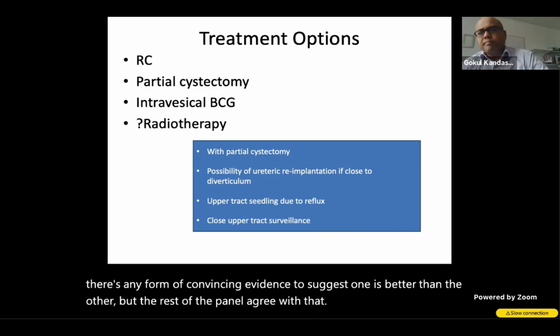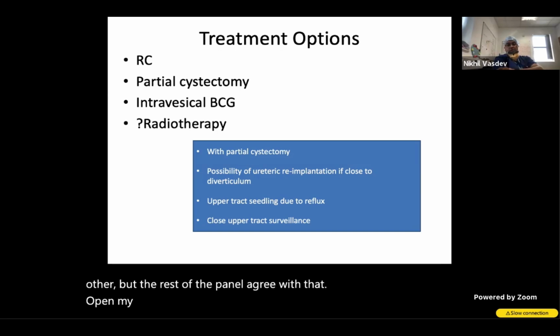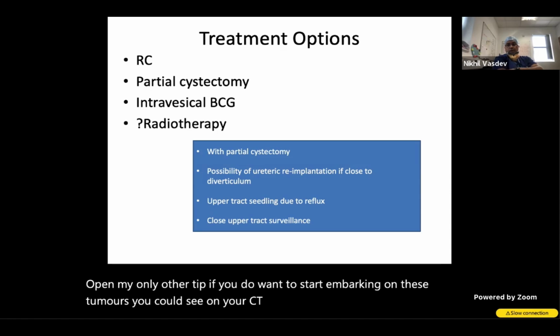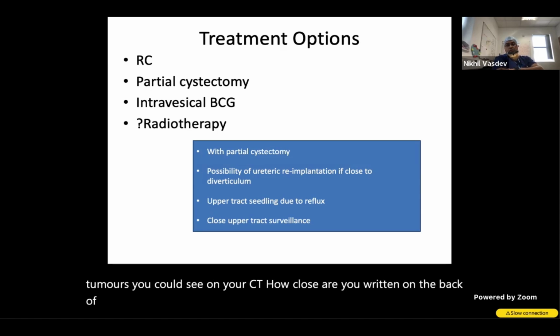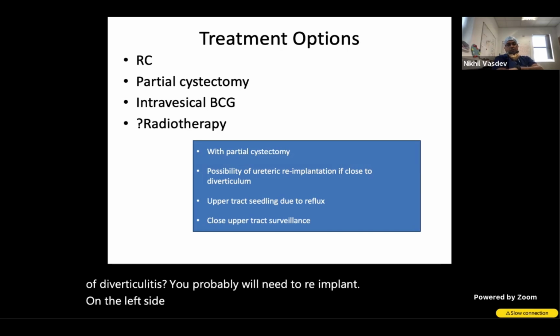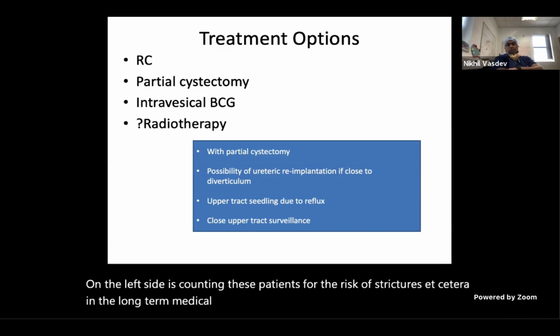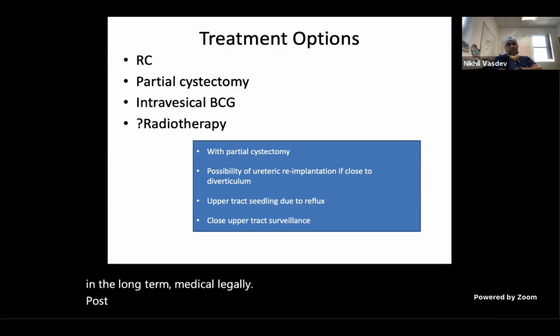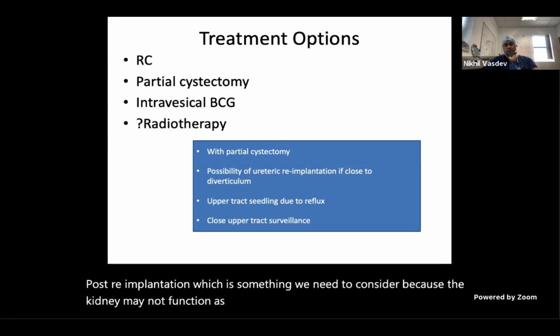Bhavan, my only other tip, if you do want to start embarking on these tumors, is that you could see on your CT how close the ureter is to the back of the diverticulum. So you probably will need to reimplant the ureter on the left side. Counseling these patients for the risk of strictures, etc., in the long term, medicolegally, post reimplantation is something we need to consider, because the kidney may not function as well, especially if you do a reimplant lower down. So it was just something small which I wanted to reinforce.